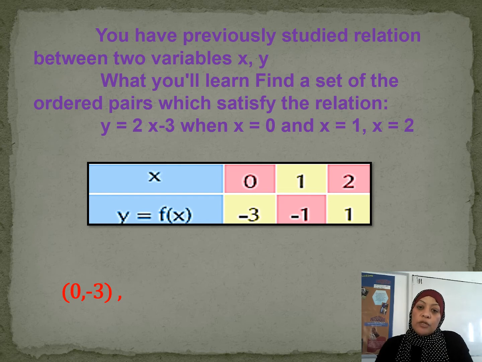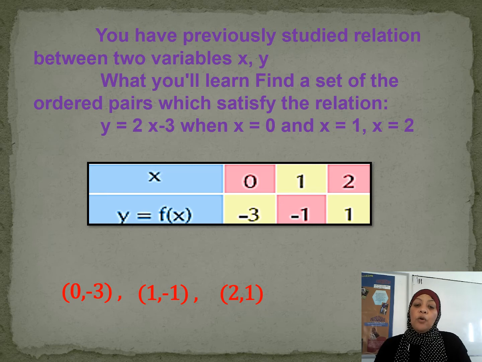When x equals 1, I remove x and put 1. 2 multiplied by 1 is 2, minus 3, the answer is negative 1. When x equals 2, remove x and substitute with 2. 2 multiplied by 2 is 4, minus 3 is 1. Now I have the pairs 0 and negative 3, 1 and negative 1, 2 and 1. So now I have 3 ordered pairs.